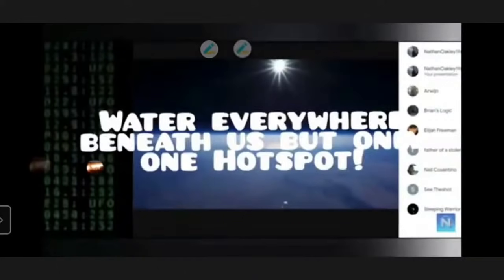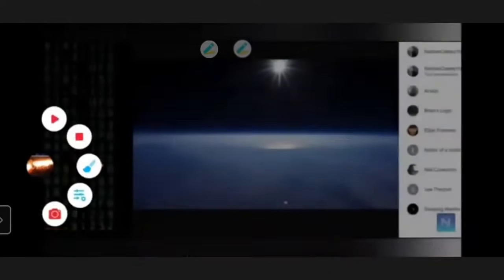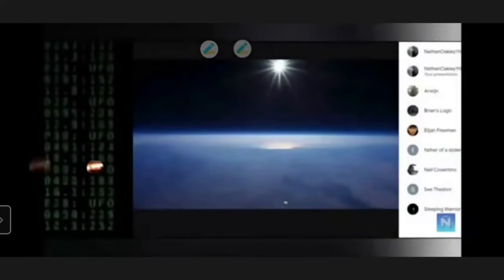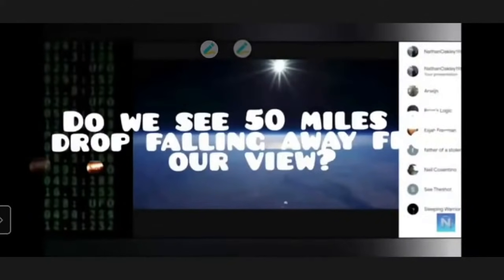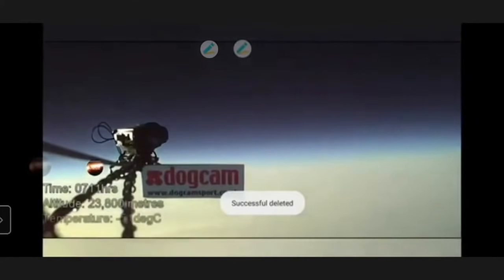So in the heliocentric model, the sun's 93 million miles away. Look at that. It certainly doesn't appear that way. And furthermore, look off in the distance. Forget the debate with the lens and the rectilinear and the wide angle lens. Look straight out ahead. There's supposed to be 50 miles of drop at that altitude.